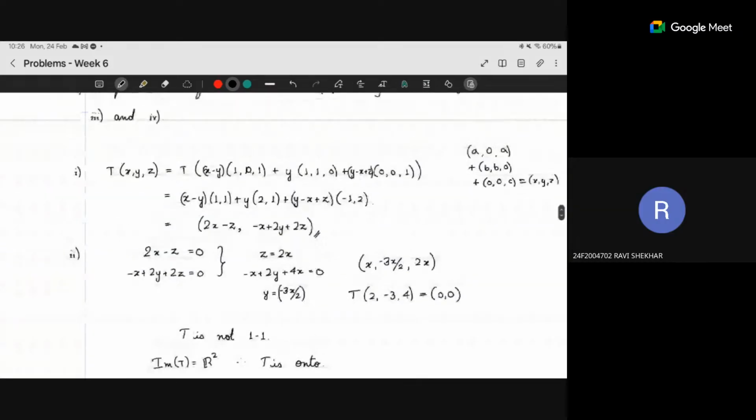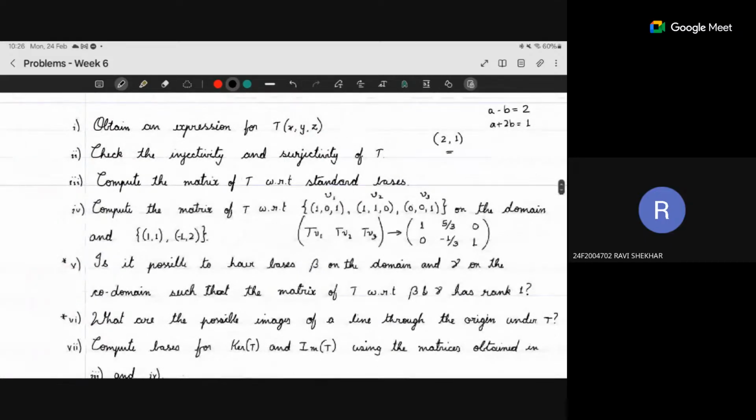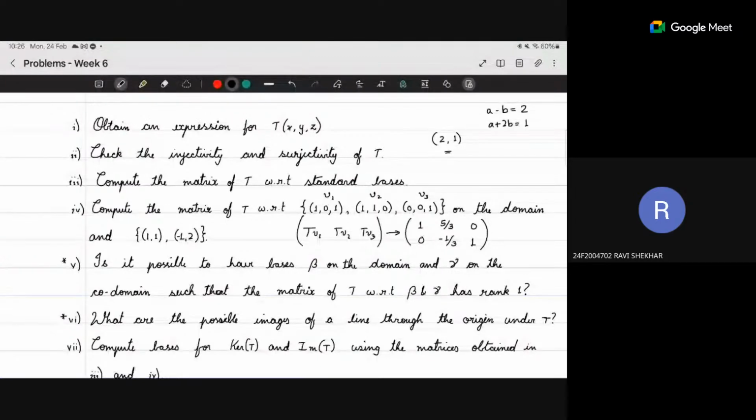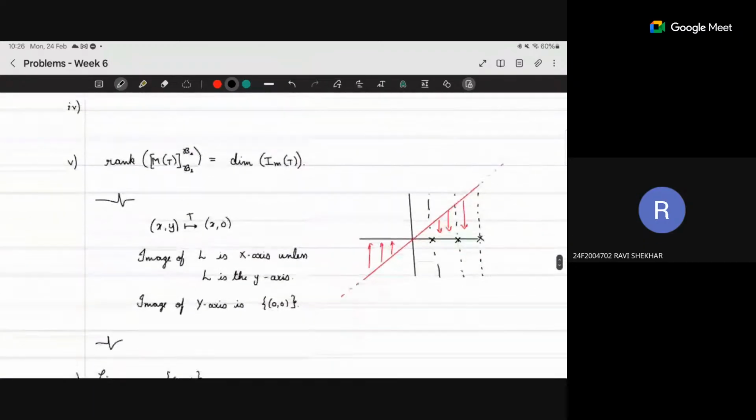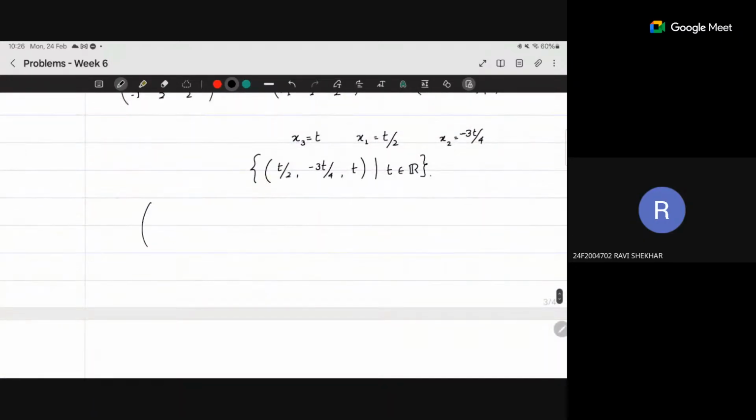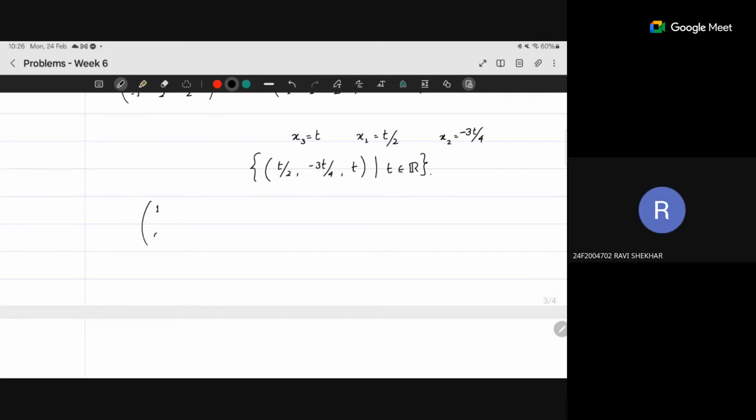So what was the matrix? 1 5 by 3 0. This is almost there, right? So we don't need to do much work. 1 5 by 3 0, 0 minus 1 by 3 1. 5 by 3 minus 1 by 3. So this is in terms of the special basis. So we have 1 0 5 by 3, minus 1 by 3 0. In this case, you already have a 1, multiplied by minus 3, and you'll get this 0 9 minus 3. This is sufficient. We can just do this.